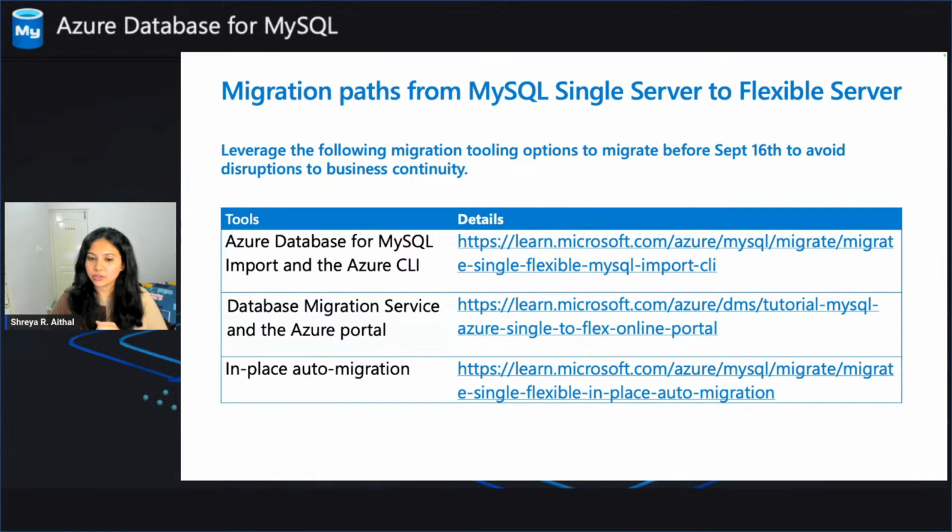Then we've got Azure DMS. I know many of you are comfortable with Azure DMS, especially with the portal view and everything. So feel free to use that as well to migrate from single to flexible. And the last one is auto migration, which has the least overhead. And I'll tell you how you can prepare your servers to migrate using auto migration as well.